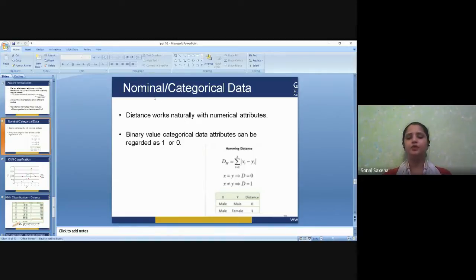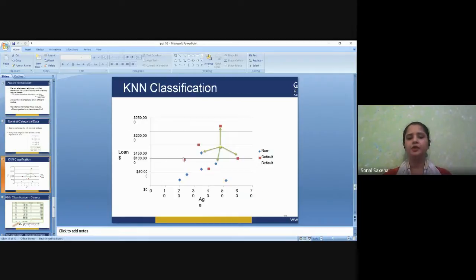Now, how can we use nominal and categorical data? Distances work naturally with numerical attributes, and binary valued categorical attributes can be regarded as 1 or 0. Here you can see the example.